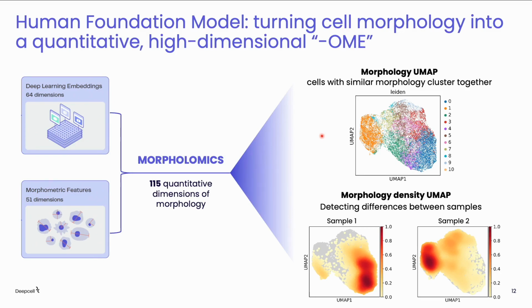And for a view into differences between samples, we can also examine morphology density UMAPs that show us what morphotypes are present or predominant in any given sample.